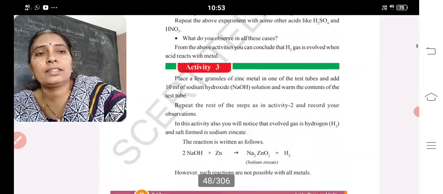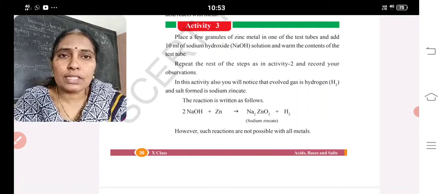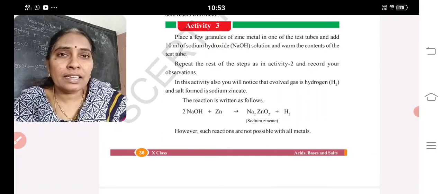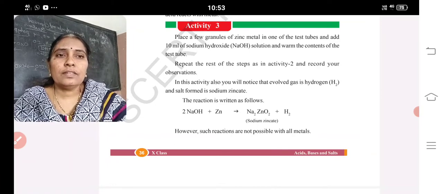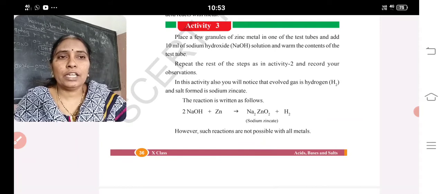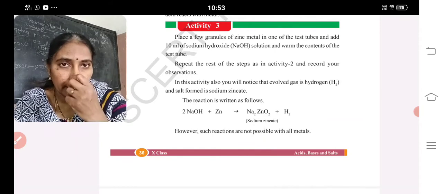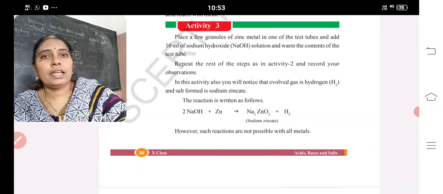Okay. Next, sodium hydroxide. What is sodium hydroxide? All the hydroxides are basic in nature, easy to remember. And sodium hydroxide also reacts with zinc metal, forming sodium zincate, Na2ZnO2, plus hydrogen.